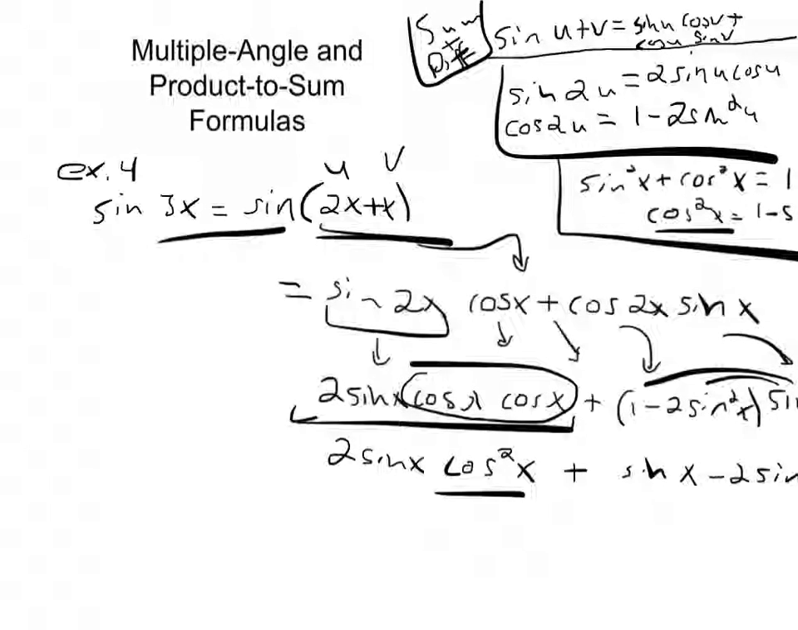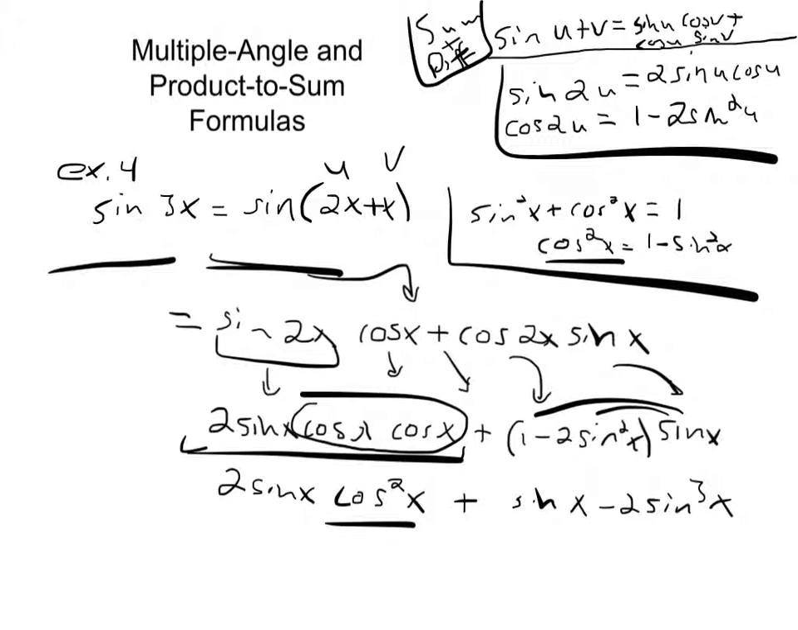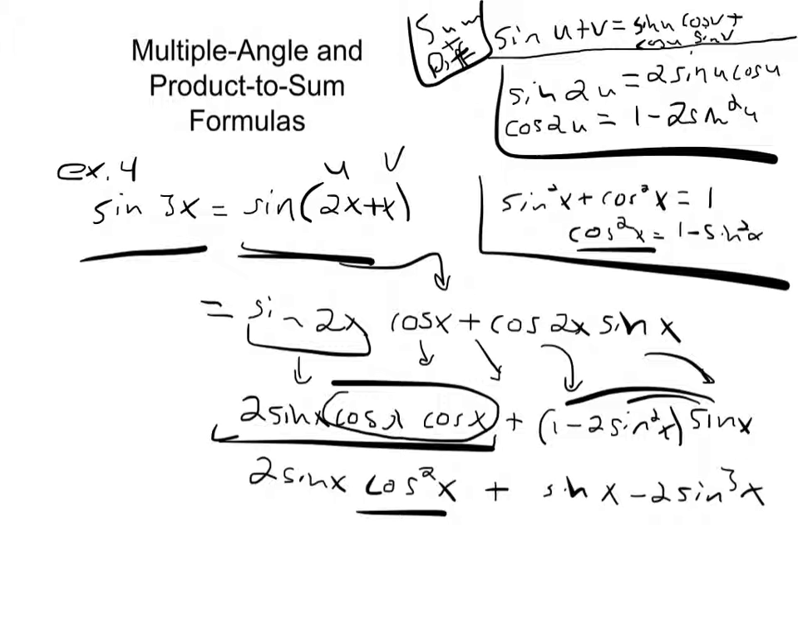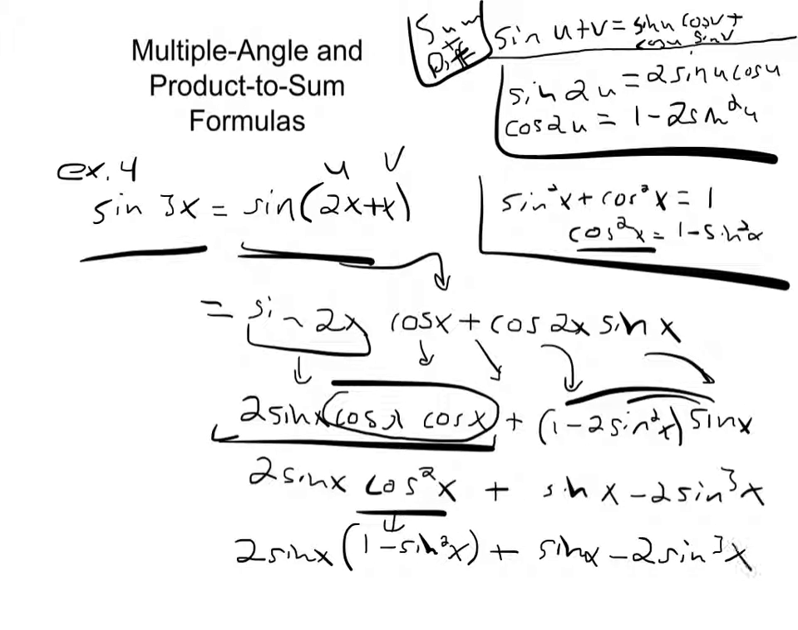So, referring to that cosine squared x, knowing the Pythagorean identity, sine squared x plus cosine squared x equals 1, I can sub in for cosine squared x: 1 minus sine squared x. I still have my 2 sine x out in front of it. And I still have sine x minus 2 sine cubed x on the end.